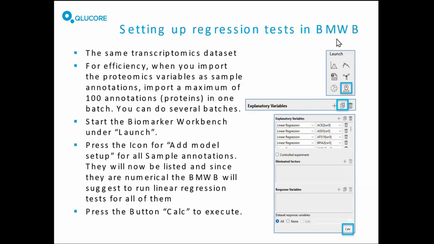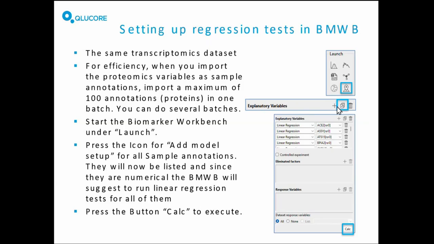You launch the Biomarker Workbench, this symbol here is the Biomarker Workbench, and it will then start up, and you will see how it looks on the left-hand side here. There are a number of icons where you can specify which test you would like to run. They look like this, a plus sign if you would like to set up one. If you would like to set up several and get a proposal, then you use this icon, and we'll see how that works.